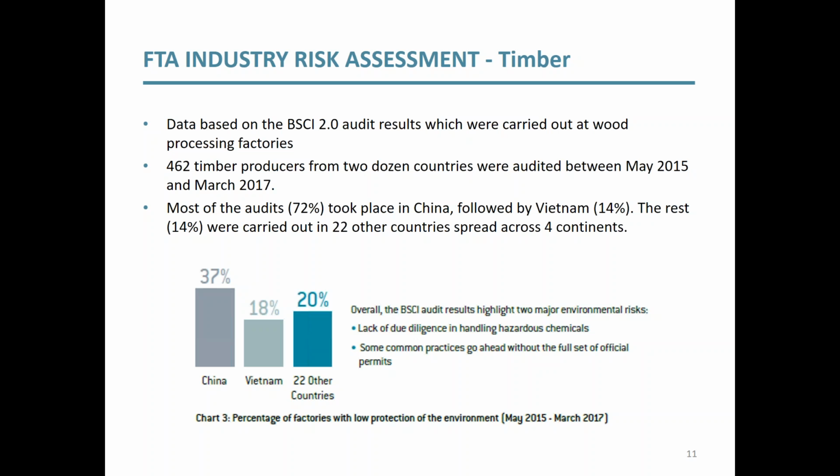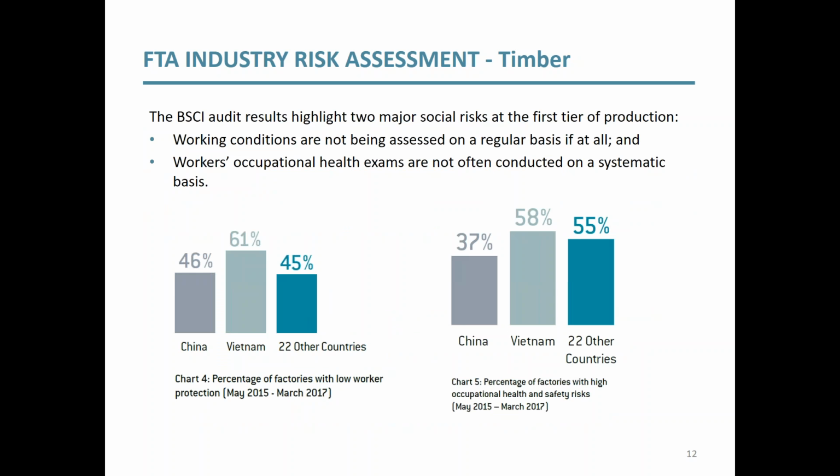What was found was a lack of due diligence in handling hazardous chemicals, and that practices are going ahead without the full set of official permits. So from an environmental point of view, those were the two main risks highlighted according to the audits. Of course, the BSCI audit does not cover sustainable sourcing policies, so compliance with the EUTR wouldn't be taken into account there.